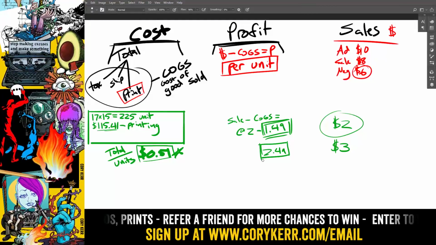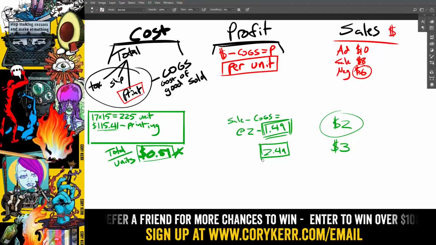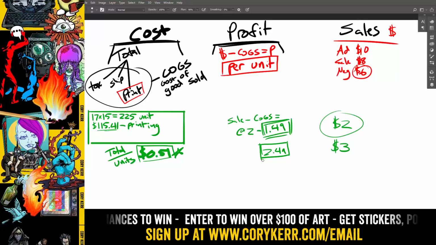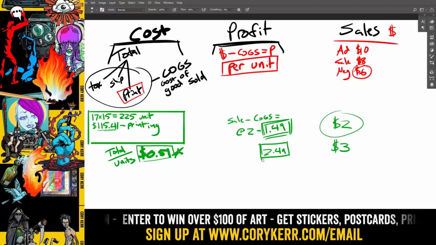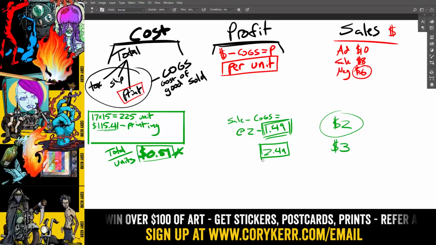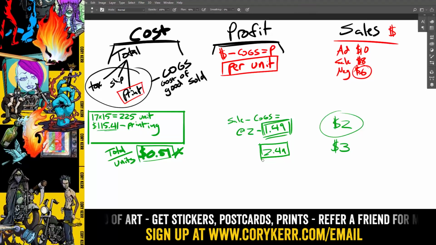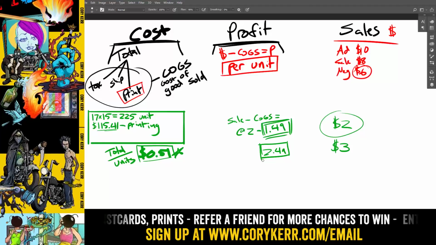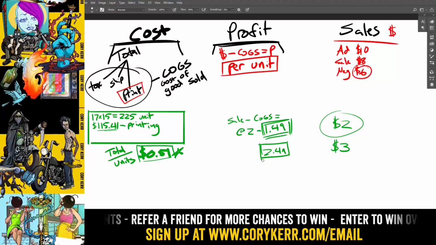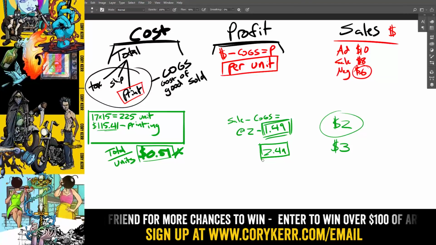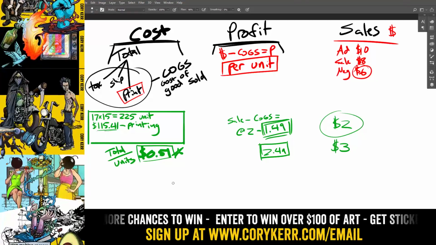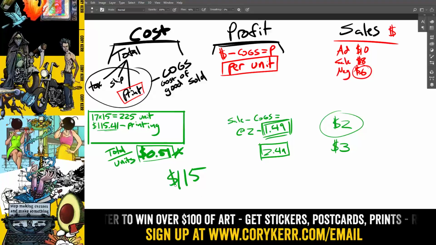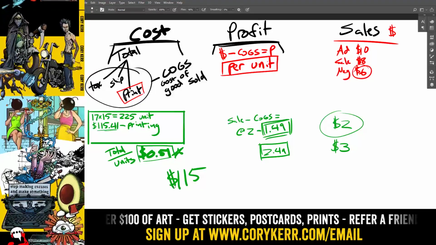Now, the important part about this, the part that's really interesting that you might want to take a look at, is something that I call the break-even point. Okay, and the break-even point is how many of these do I have to sell before I'm not losing money on them, right? And what do I mean by that? Well, what I mean is I've spent $115, okay? That's how much I spent.